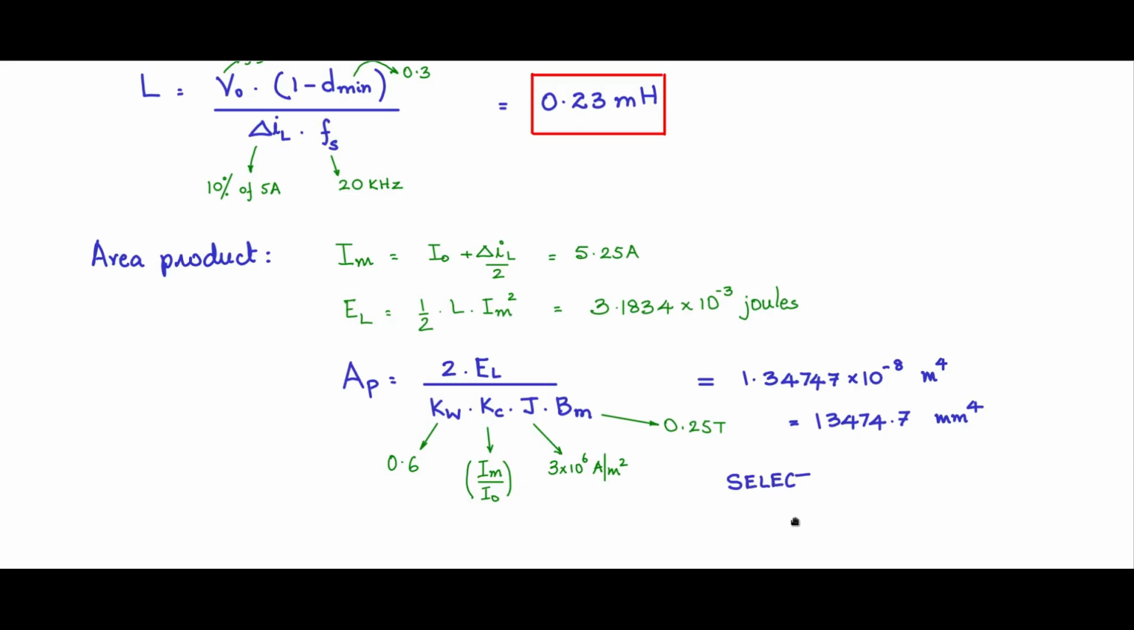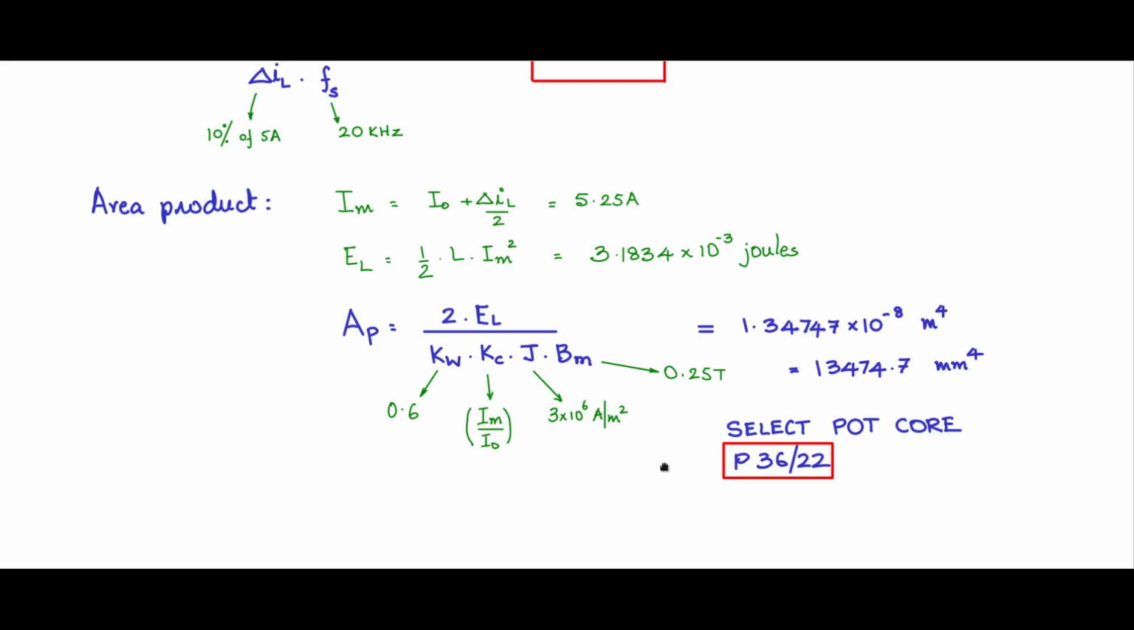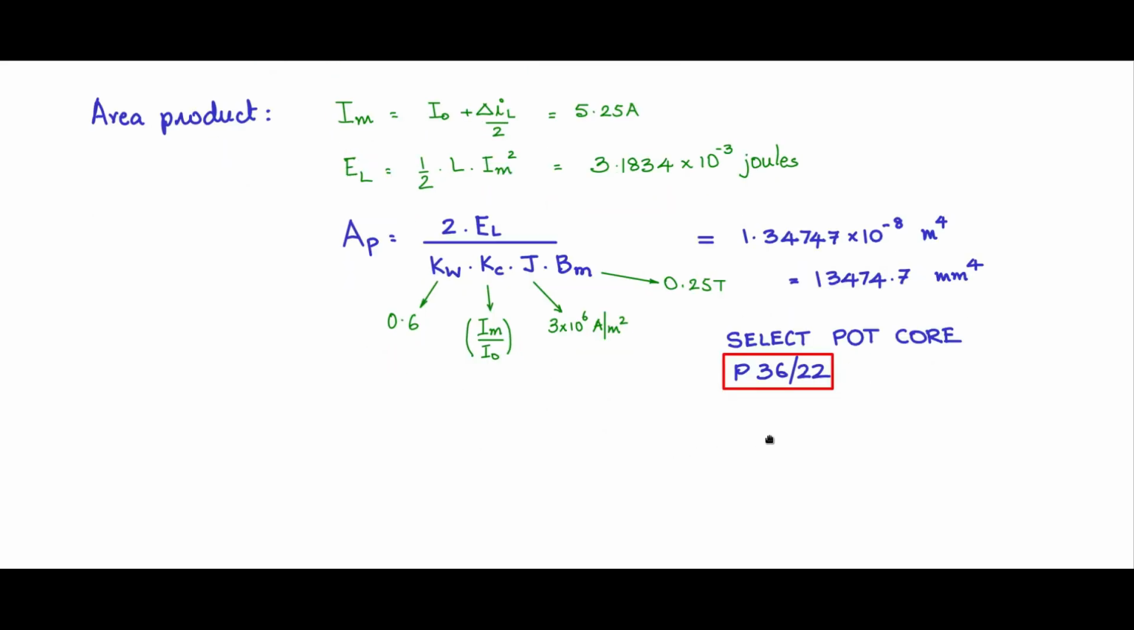So select pot core P36 bar 22. So this is the core that we have selected. Now what are the values for this core, the selected core?